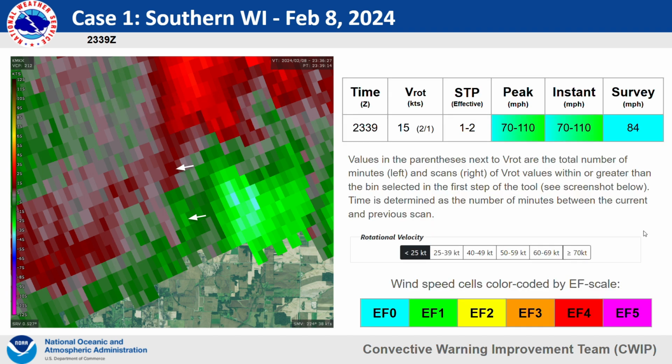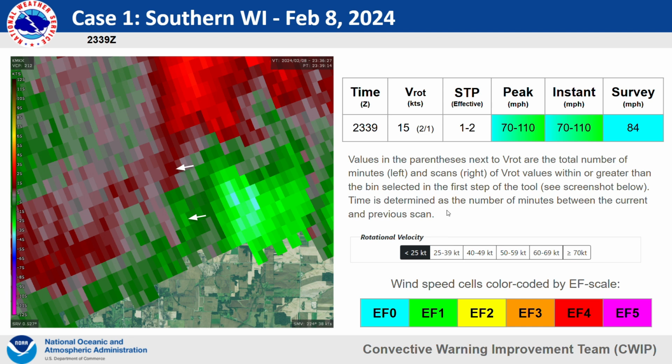Now, as we go through the rest of these examples, we'll use a table on the right-hand side of the image to list all the important values that are going into the tool and its outputs. So here in this example, the time is listed here, 2339Z. The VROT value is listed next. And you'll notice there's two numbers in parentheses next to it that are rather important. The first will be the total number of minutes on the left-hand side and the total number of scans on the right-hand side, where that VROT value is within or greater than the bin selected in the first step of the tool, as shown in this example here on the bottom.